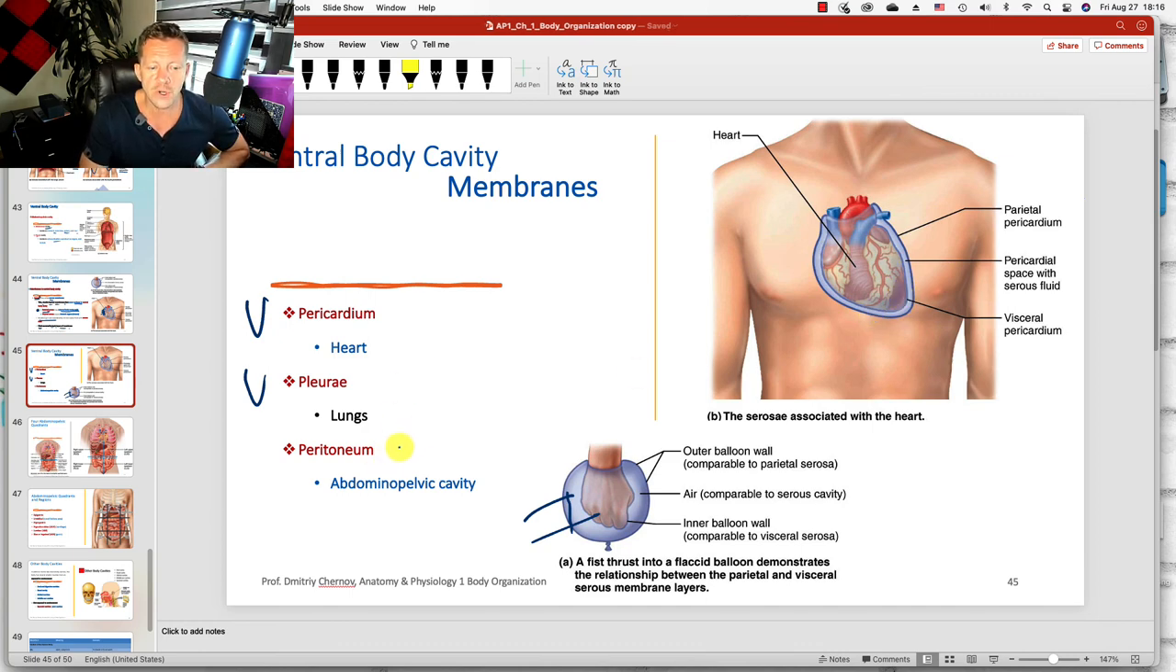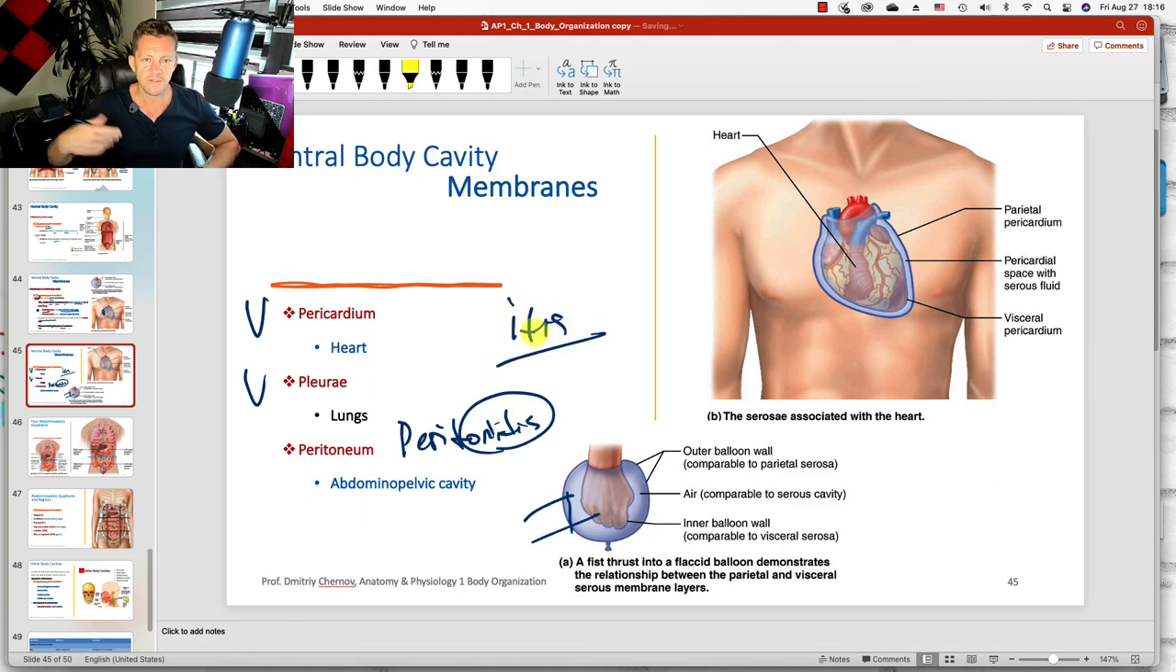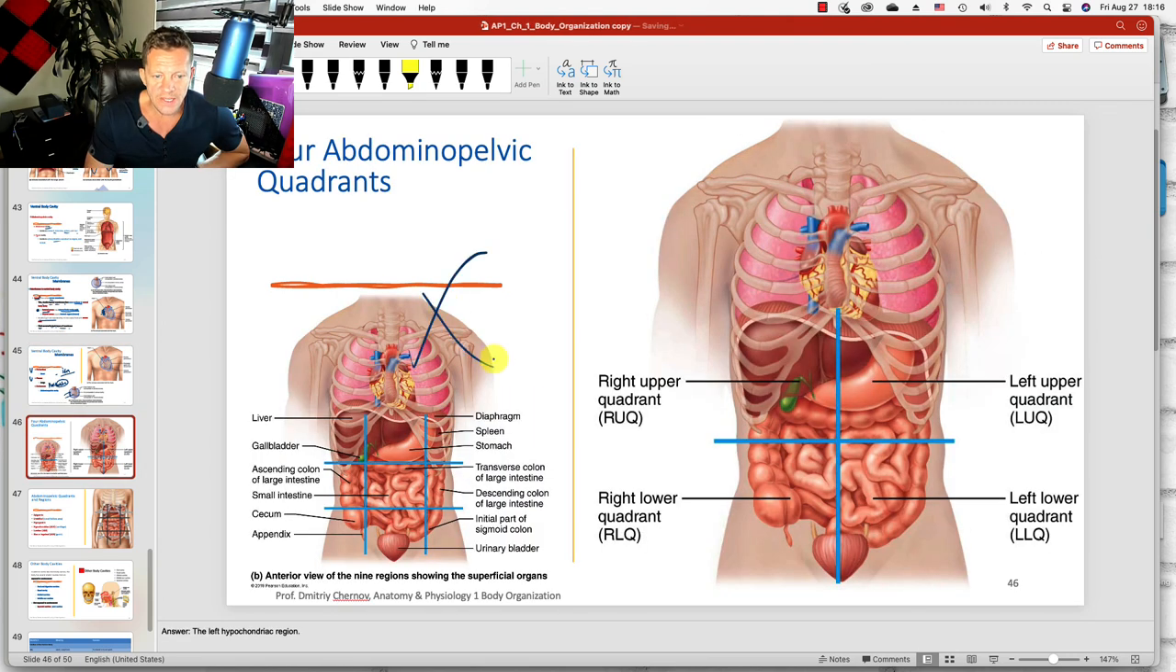So peritonitis is inflammation. The suffix -itis means inflammation. Anything you add in front is the prefix, but the suffix -itis is inflammation. So peritonitis is inflammation of the membrane that surrounds all of the abdominopelvic organs, and it's very dangerous.